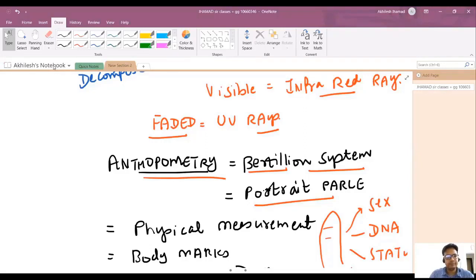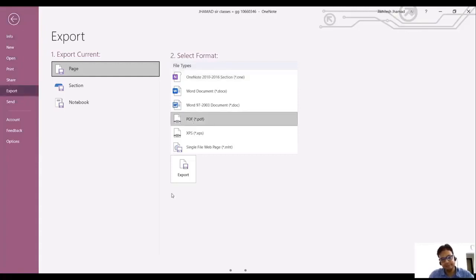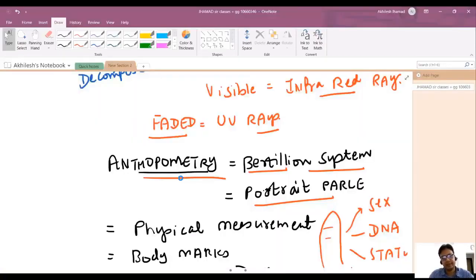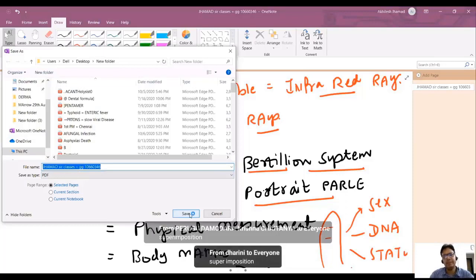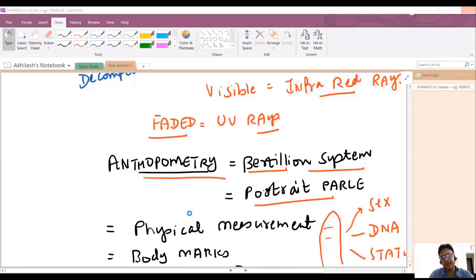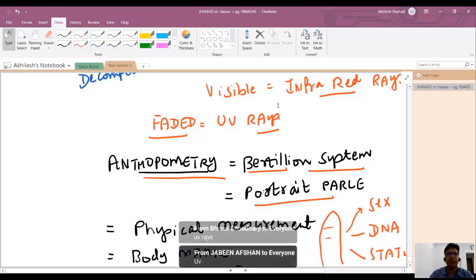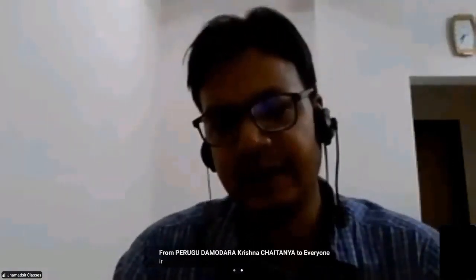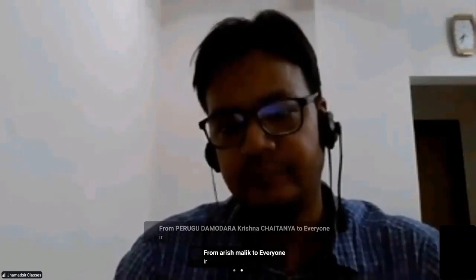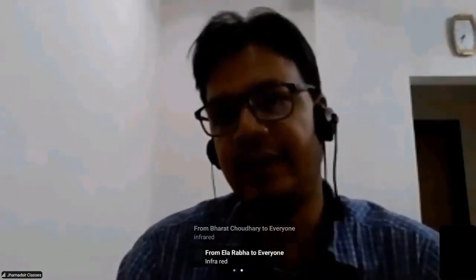Now write down some questions, sir. What is the technique in which we use skull X-ray? Superimposition technique. Very good. For faded tattoo mark, which technique is used? Ultraviolet rays. For old tattoo mark, which technique is used? It is absolutely right, it is infrared rays.